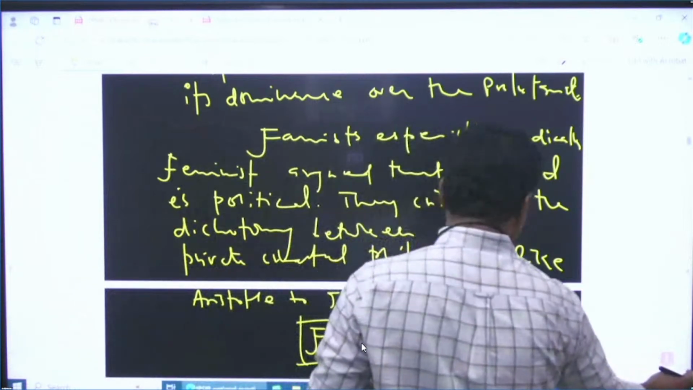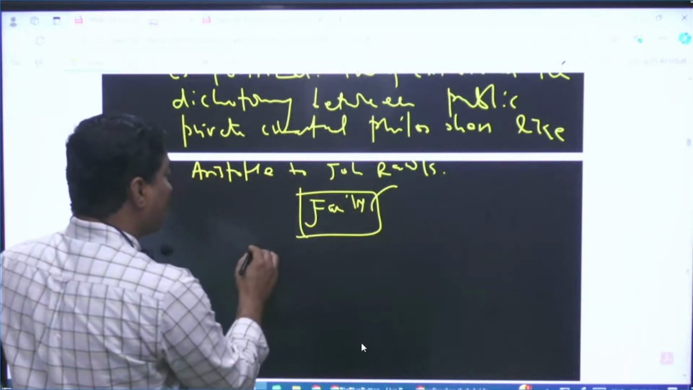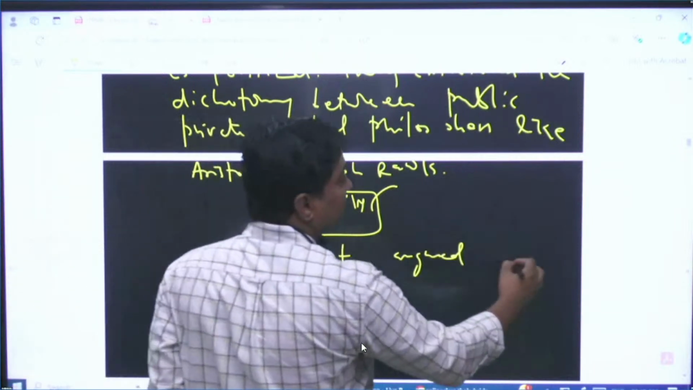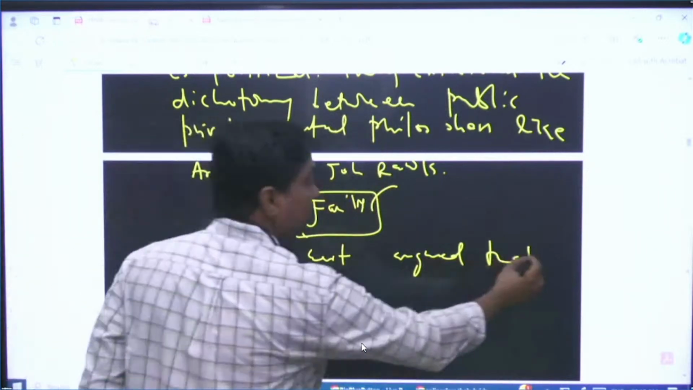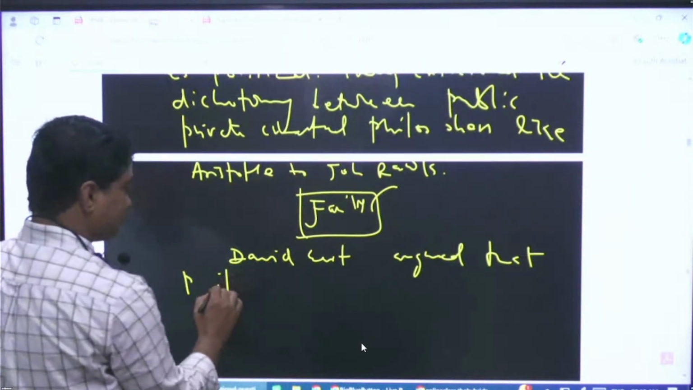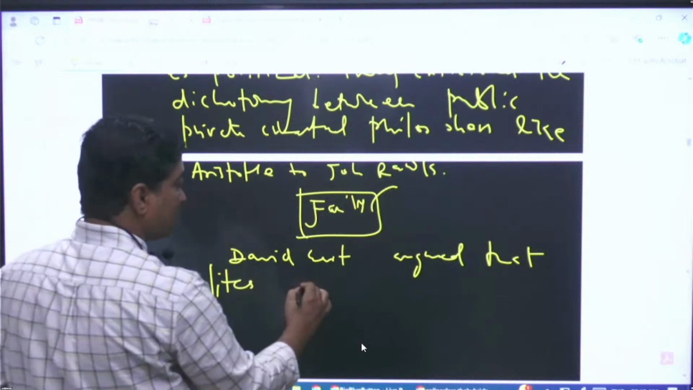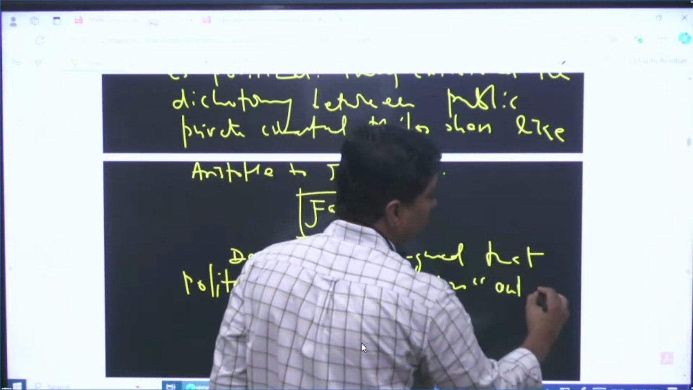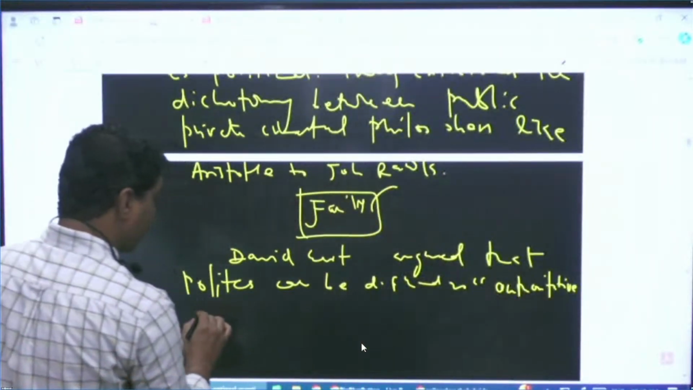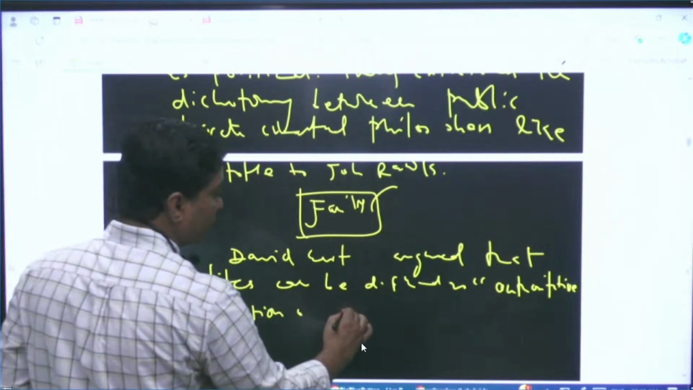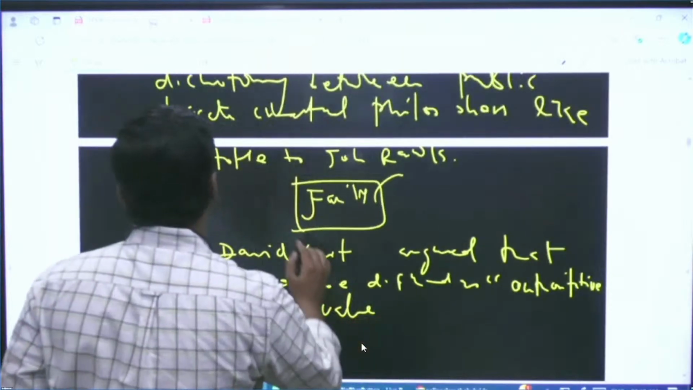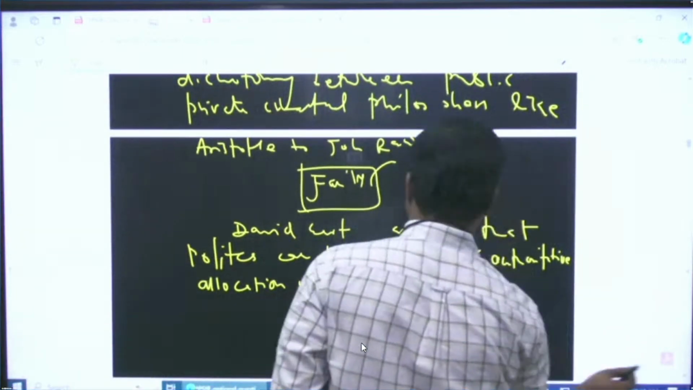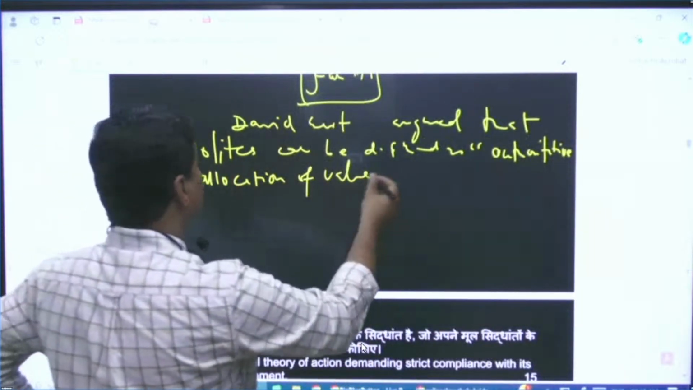Now with this, we can change the paragraph and write about David Easton. David Easton argued that politics can be defined as authoritative allocation of value, right? He proposed systems theory, right? One can make a picture over here.